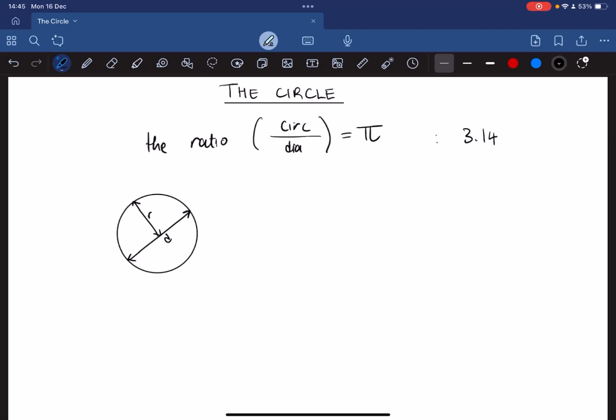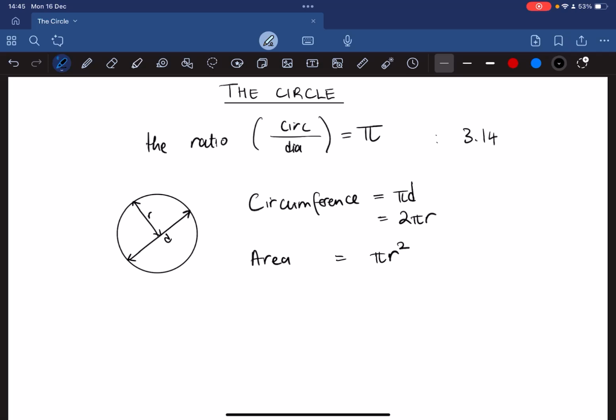If we have a circle such as the one that I've drawn right here, point A to point B, it can be any point across the circle, is known as the diameter, and half of that diameter, as I've shown here from this point to this point, is known as the radius. The formula for finding the circumference of a circle is pi d or 2 pi r, and the formula for finding the area of the circle is pi r squared.